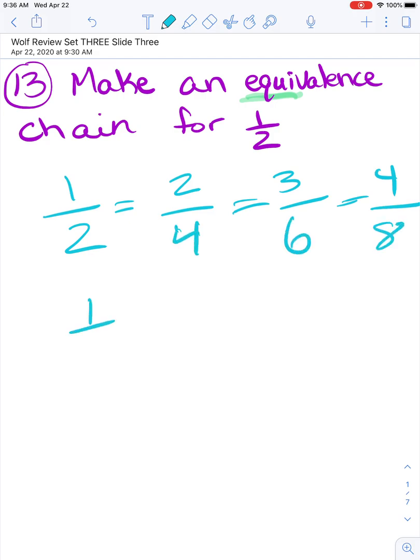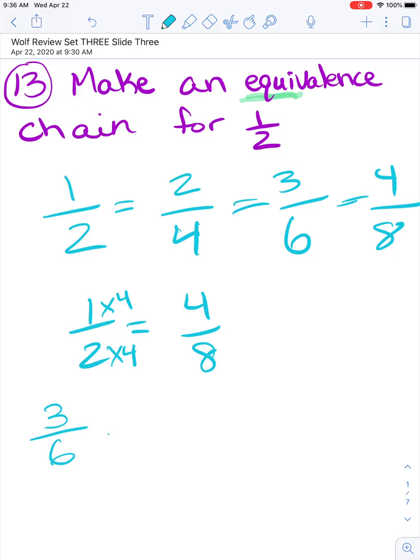Count by twos: 2, 4, 6, 8. I'm going to show you that 1/2 does equal 4/8 because to get to 4, I just have to take 1 times 4 equals 4. Whatever I do to the top, I do to the bottom. 2 times 4 equals 8. So if I was going to do one for, let's say, 3/6.